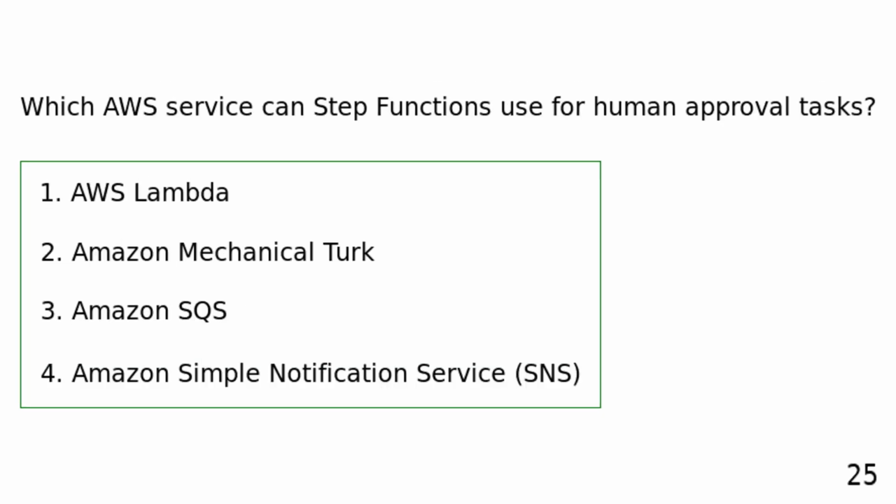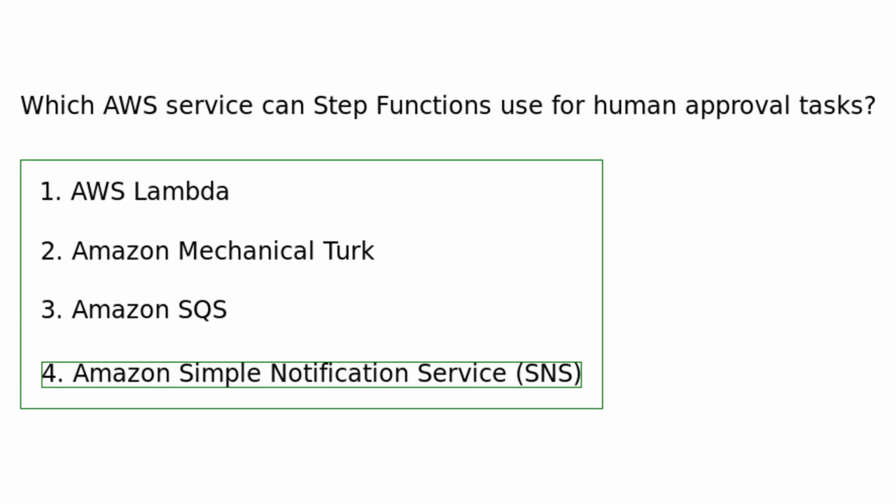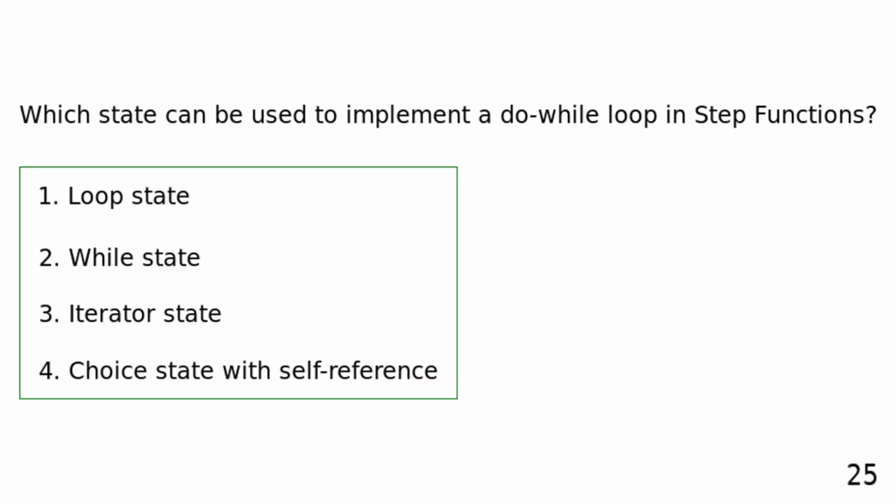Which AWS service can Step Functions use for human approval tasks? AWS Lambda, Amazon Mechanical Turk, Amazon SQS, Amazon Simple Notification Service. Step Functions can use Amazon SNS to send notifications to humans for approval tasks, pausing the workflow until a decision is received.